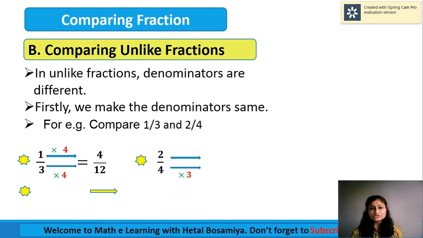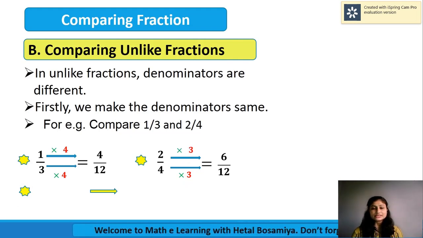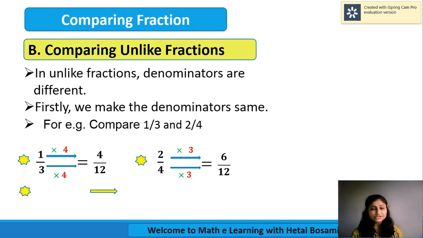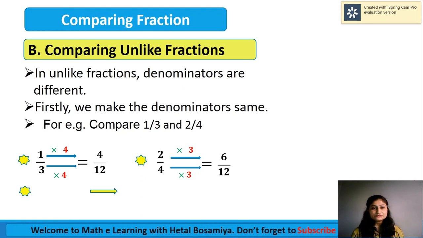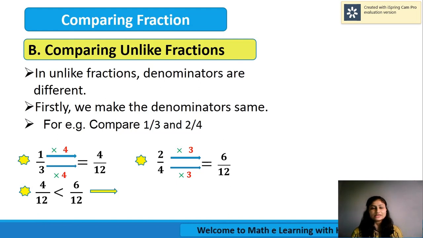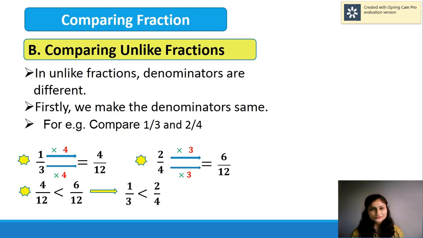The same thing we can do with 2 upon 4, and here we multiply 2 and 4 by 3 and the answer is 6 upon 12. Now see, we got both denominators the same, so we can directly compare the numerators. We know that 4 is less than 6, so 4 upon 12 is less than 6 upon 12. And that's why we can say that 1 upon 3 is less than 2 upon 4. So first, for unlike fractions, you have to make the denominators equal. Then after that you can do the comparison.